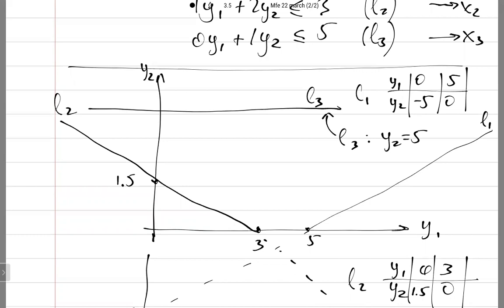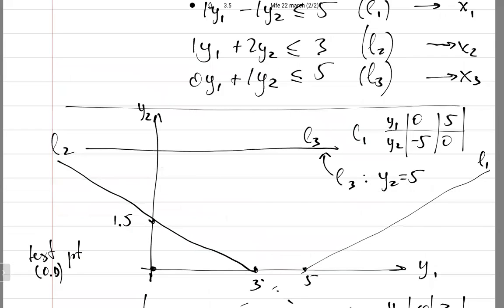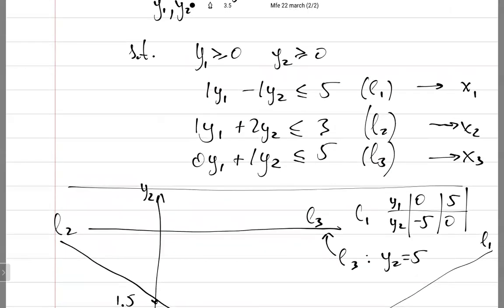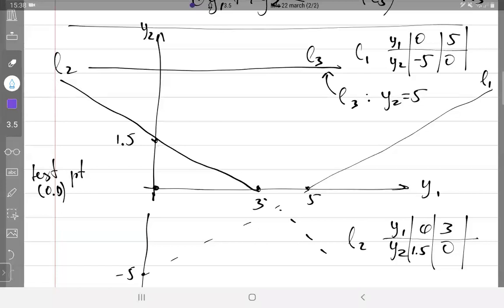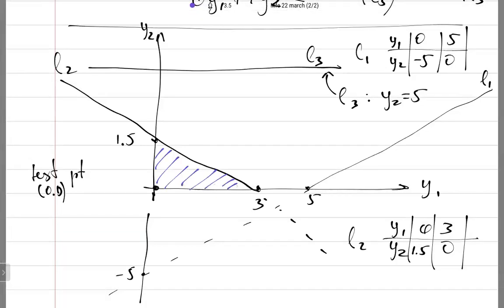The easiest test point is the point 0, 0. I check test point 0, 0. I look at my inequalities: 0, 0 satisfies the first inequality, 0, 0 satisfies the second inequality, 0, 0 satisfies the third inequality. So the whole region of this test point is okay. Yeah, that's fine.